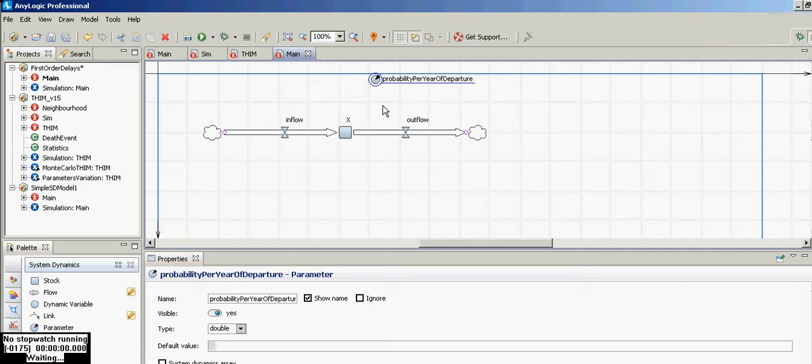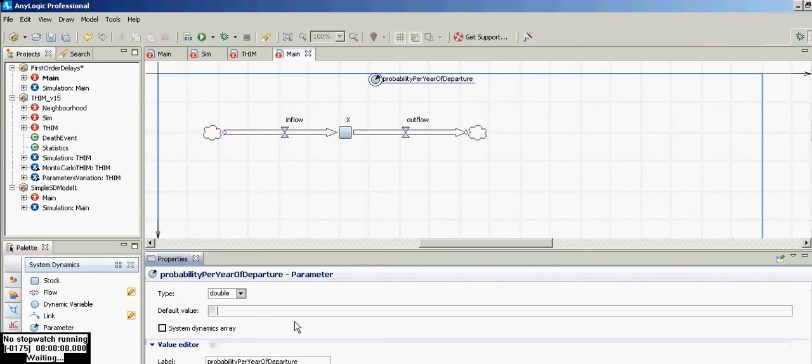Okay, so ladies and gentlemen, that's a constant, and we're going to specify a default value for it of 0.1. 10% chance per year. Good. Ladies and gentlemen, what do I need to complete a first order delay? Okay, so I hear a link. From whence does this link come and whither does it go? It comes from the parameter, and it goes to the outflow. Good.